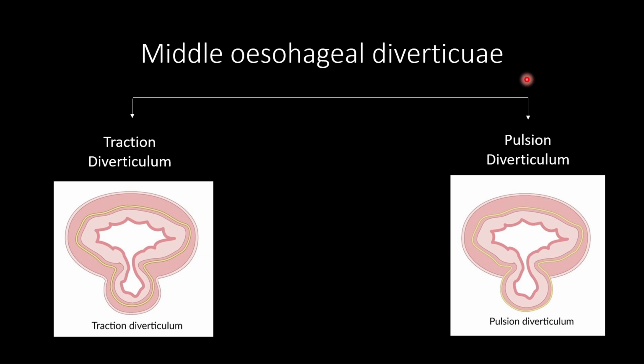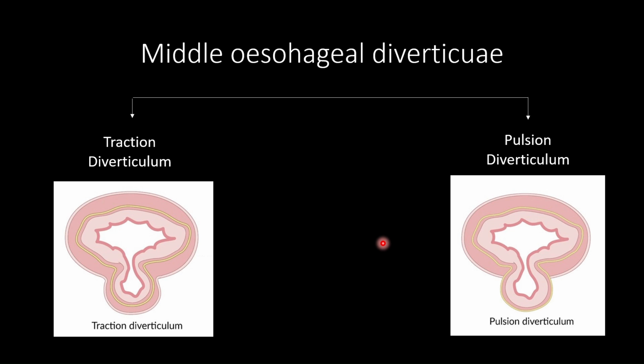Now, talking about the middle esophageal diverticula, they are mainly due to traction or pulsion. Now, the traction diverticula mainly occur secondary to pulling forces. These pulling forces usually come from the outer aspect of the esophagus. It can be due to lymph nodes, as in the case of TB, which can cause caseous necrosis and fibrosis and cause pulling of the layers of the esophagus outward. And in traction diverticulum, all the 4 layers are usually herniated.